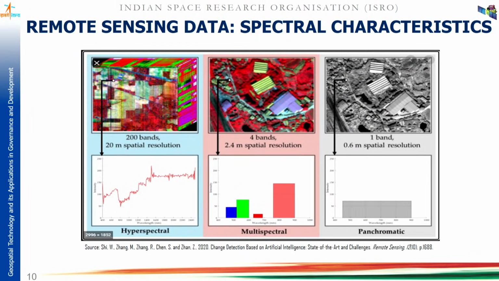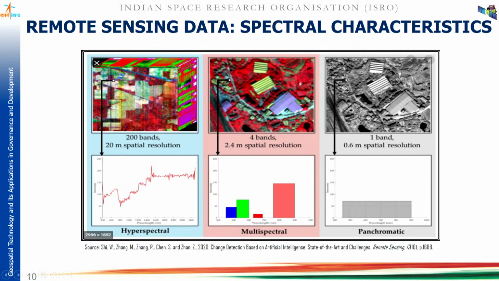So you see here we are showing some imageries. This is a 20-meter spatial resolution with 200 bands. This is hyperspectral data. This is multispectral data which has 4 optical bands, but the spatial resolution is 2.4. And this is a panchromatic imagery which has 1 band and the resolution is 0.6 meters. So you see the difference: here you can see more details and distinguish more features, but here we have the color also, because we have imaged the same object in different bands.